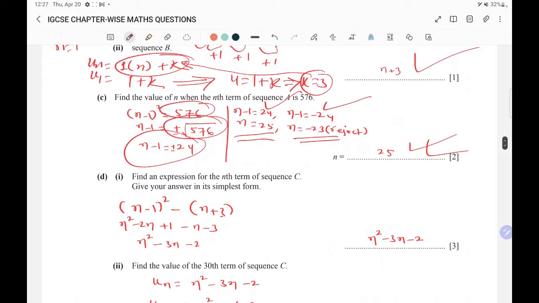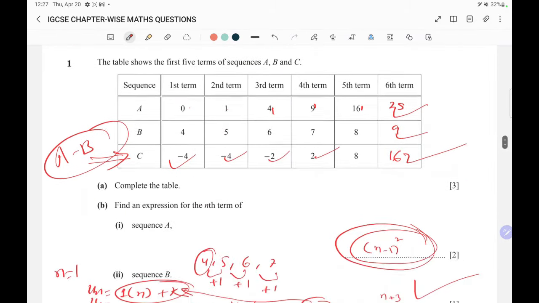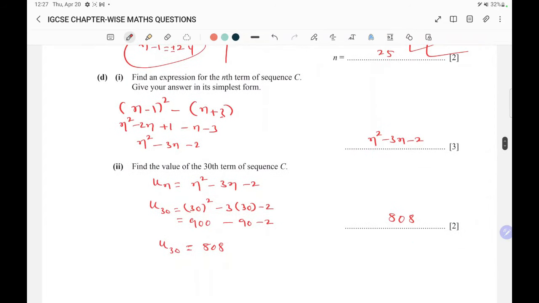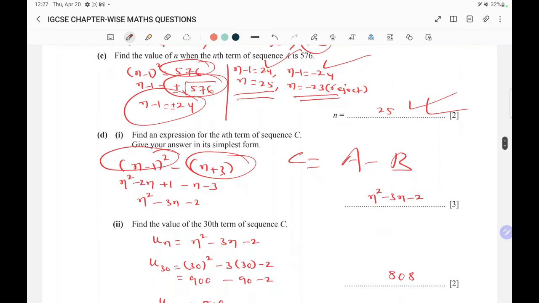Find an expression for the nth term of the sequence C. We already understood C is A minus B, right? So just take the difference. The nth term of A is n minus 1 whole squared. The nth term of B is n plus 3. And C, we already know, is A minus B. So just subtract. n minus 1 whole squared is n squared minus 2n plus 1, then minus n minus 3, giving n squared minus 3n minus 2.